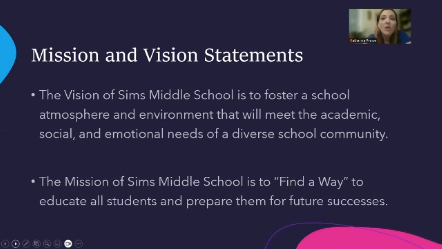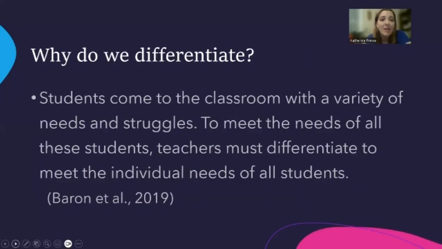The two big words I want you to notice in here are diverse and all. Diverse school community, all students. For example, I have a student that speaks Spanish, and I have another student who speaks and reads Ukrainian. I don't speak that, so I'm going to have a really hard time differentiating for them. But I want to show you a couple of ways that I have found to do that, that I think can really help someone else in their classroom.